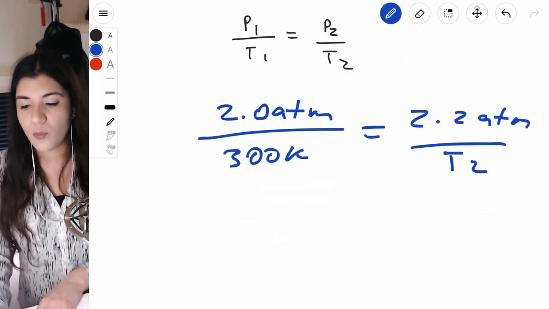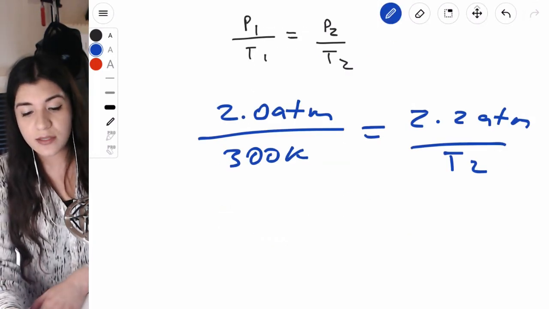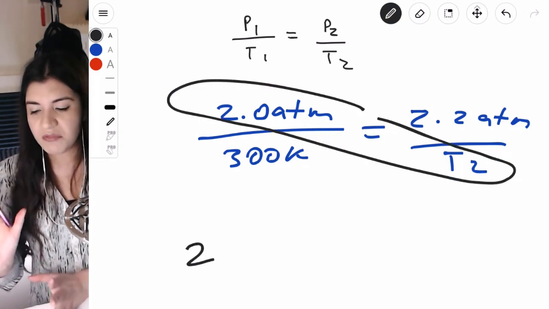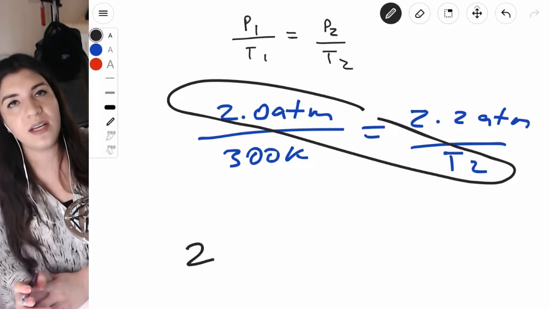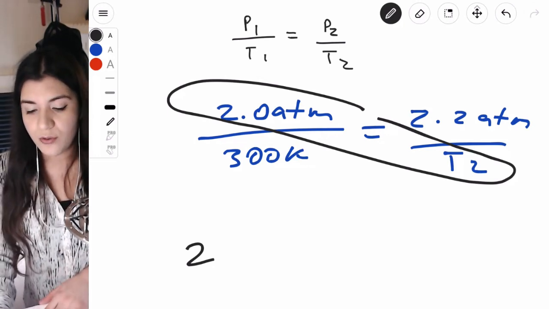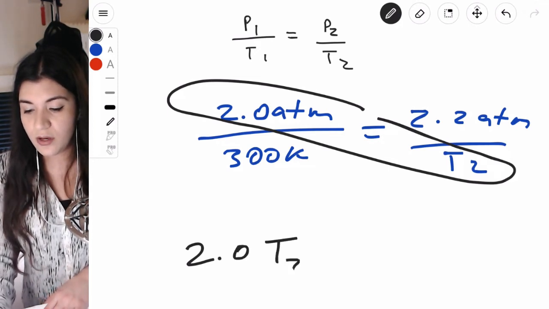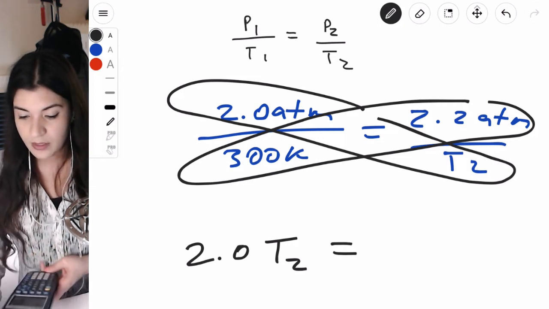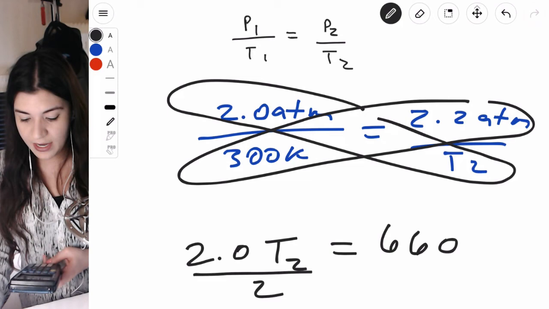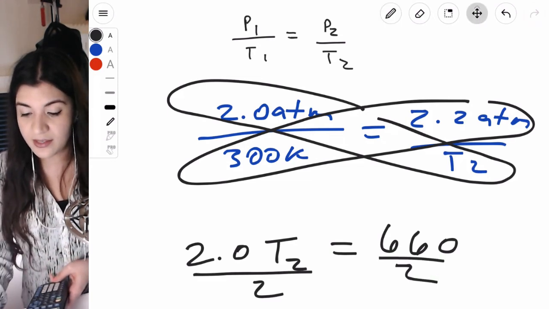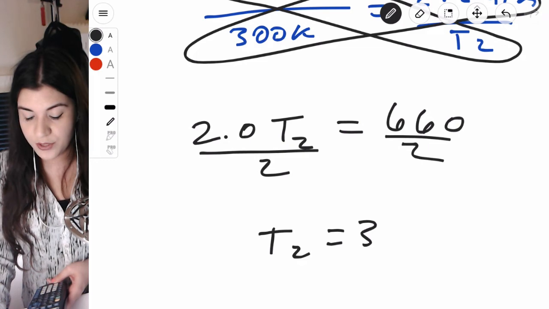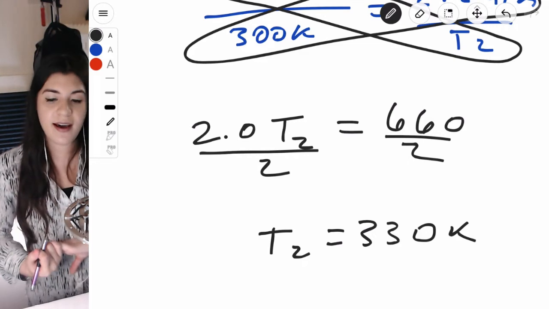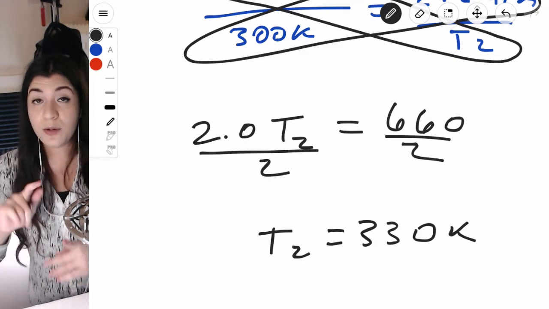What we can do is actually cross multiply to make this a little bit easier on ourselves. So cross multiplying these two, and I'm going to pretty much remove the units, just to know that it will be Kelvin since we are looking for temperature. So this would have been 2T2, and then I'll multiply these two together, so 300 times 2.2, so 660, and then lastly all we have to do is divide that by 2, and that's our final temperature, which is 330 Kelvin.